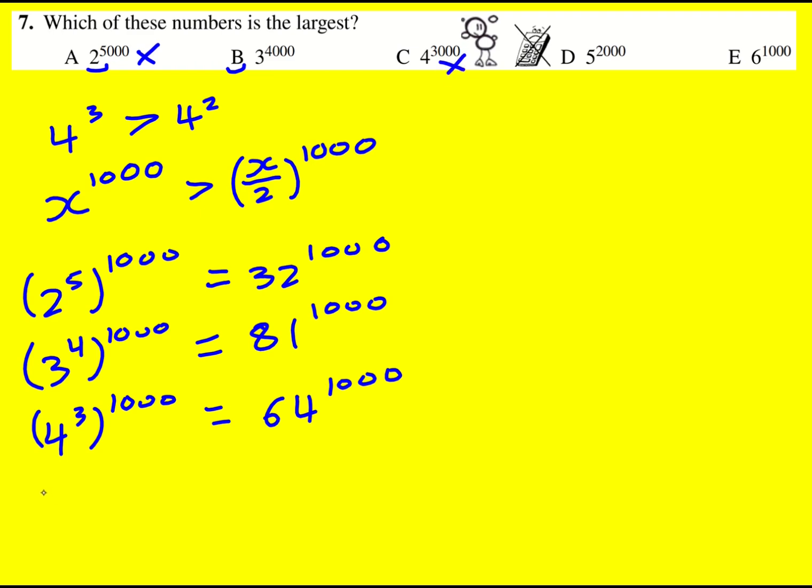And then 5 to the 2000 is going to be 5 squared, to the 1000, 25 to the 1000. Okay, you could write them in order if you wanted to, but yeah, that one's not going to be biggest. And 6 to the 1000 is already in the right format. That's clearly going to be smaller than 81 to the 1000. So our answer is B.